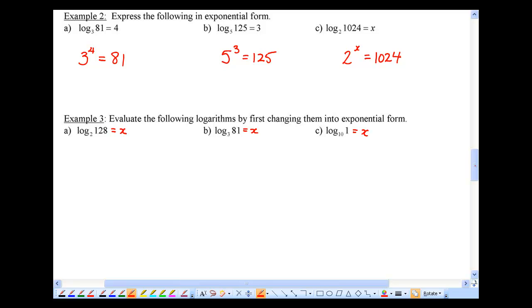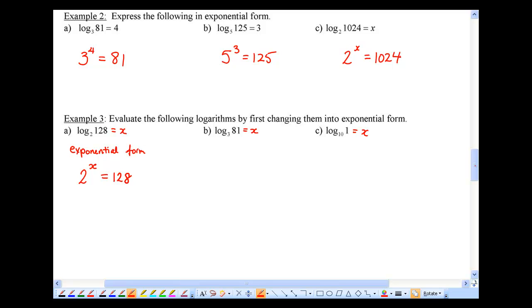And so now what I'm saying is you've got base 2 log of 128 is equal to x. How do we solve for x? Well, let's change this into exponential form first. So exponential form will be, well, take the base, which is 2, raise it to the exponent, which is the x, and that's supposed to equal the number 128.